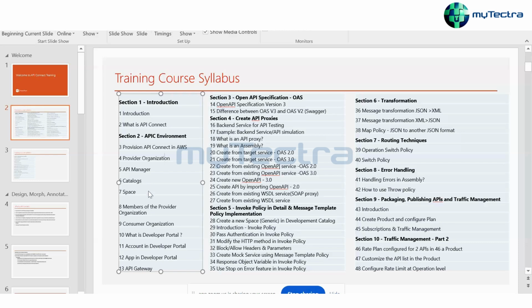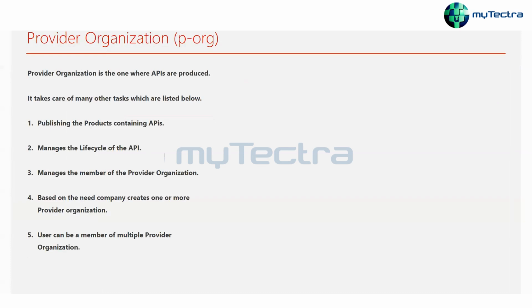Similar products we can create in the same way here. We'll see how to create a consumer, what the developer portal is, how to create an account in the developer portal, how to create an app in the developer portal, and how to create the API gateways. The provider organization is the one where APIs are produced.